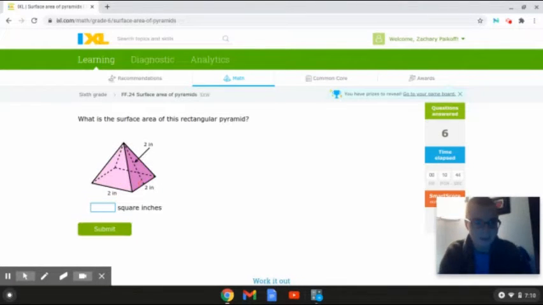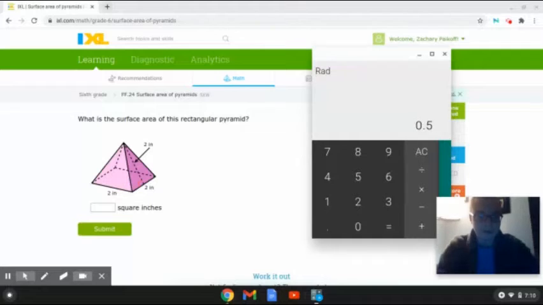Alright, so this next problem reads, what is the surface area of this rectangular pyramid? As we can see here, this rectangular pyramid has a base of 2 inches and a slant height of also 2 inches. The way that we're going to be calculating its surface area is like we did before in the last problem. First, we're going to multiply 1/2, or 0.5, times 2. And we're going to multiply this answer times 2 as well because it is the slant height. So that gives us 2. Next, we're going to multiply this answer times 4, considering that there are 4 sides on a rectangular pyramid. 2 times 4, that will give us 8.